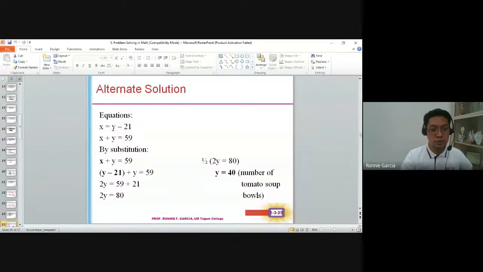Katong 21 fewer bowls ang chicken soup sa bowl sa tomato soup. So, naa na kay y. Di ba y na lang ang nabilin nga variable? Unlike kanina duha ka variable x and y. So, karon pwede na siya ma-solve. Combine like terms na lang ka. So, what is y plus y?